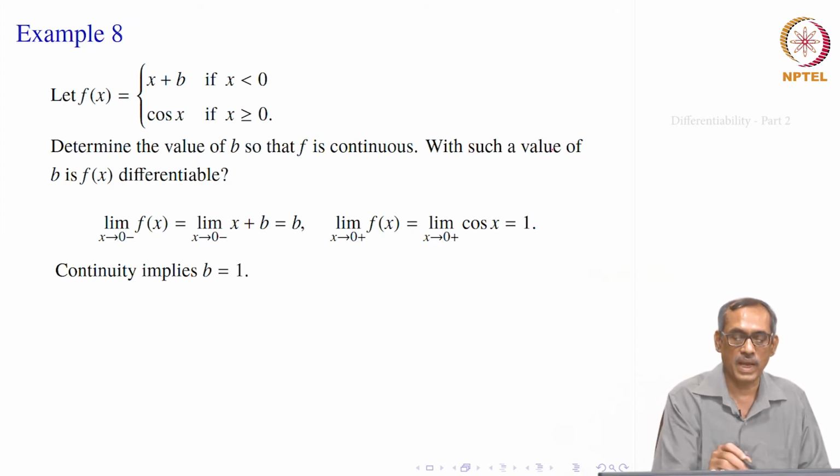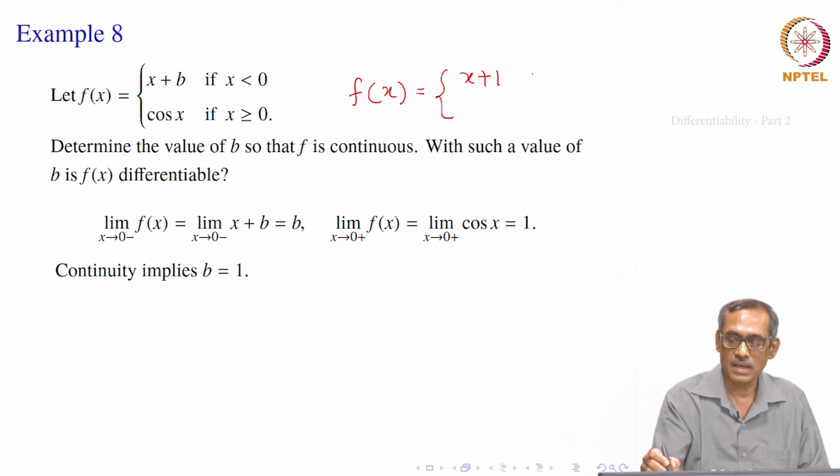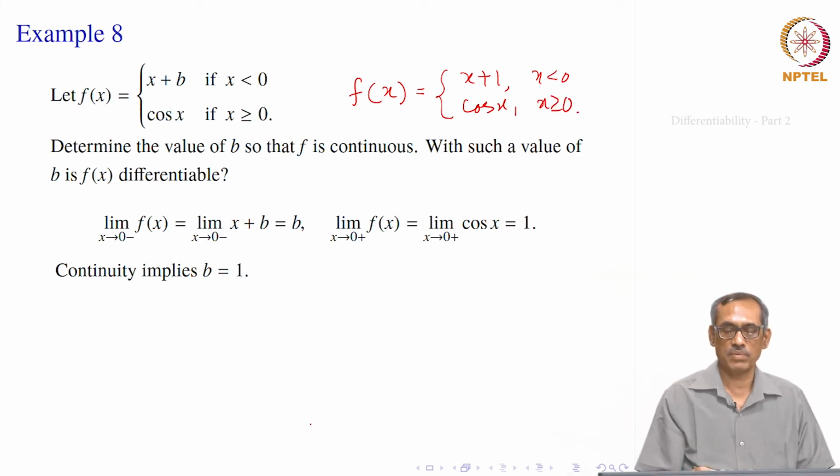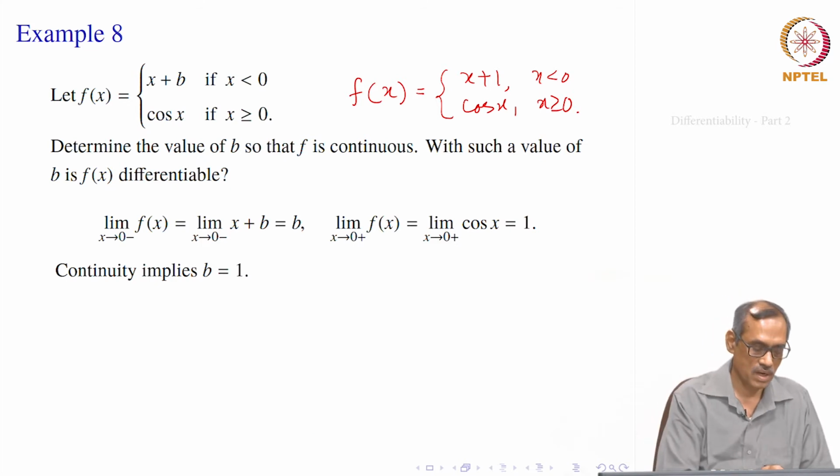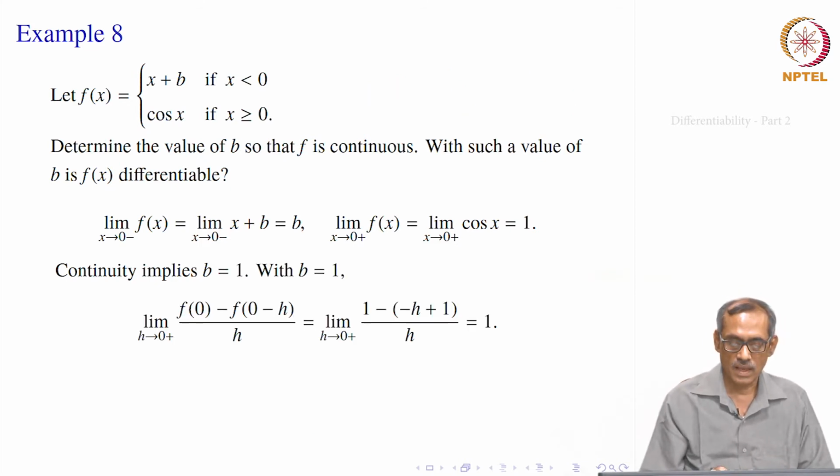So, now with such a value of b, that means now we know what this f x is. There is no unknown. F of x is x plus 1 if x is less than 0, and it is cos x if x is greater than or equal to 0. With this f x, we have to see whether it is differentiable or not. Okay. So, now with this f where b is equal to 1, let us find out at 0.